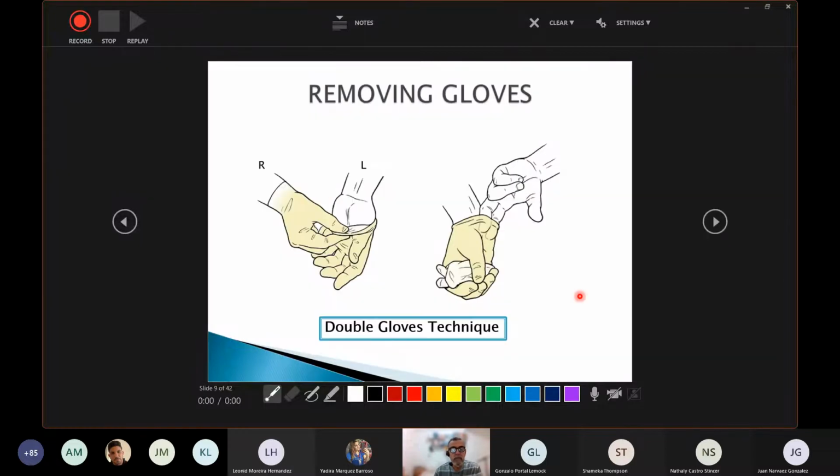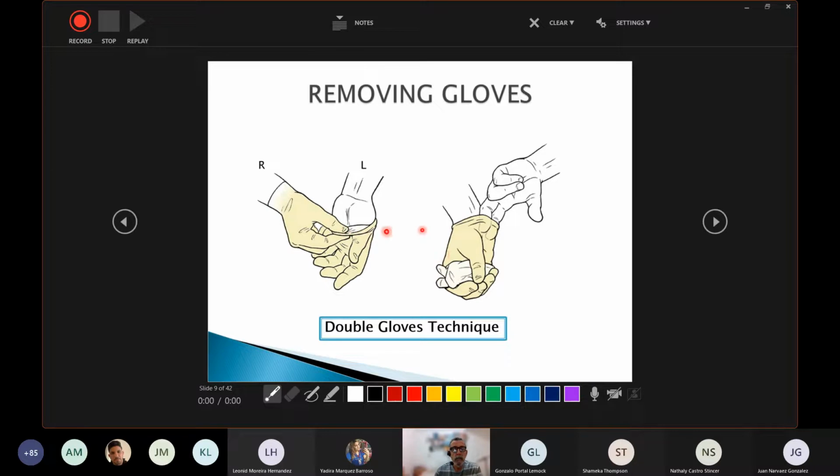To remove the gloves, you remove first the non-dominant hand, so it's all the way around. You need to take care not to touch the skin, because now the dark yellow gloves are dirty, contaminated. So please don't touch the skin with your dirty gloves. You pinch the border of the glove and pull it out.